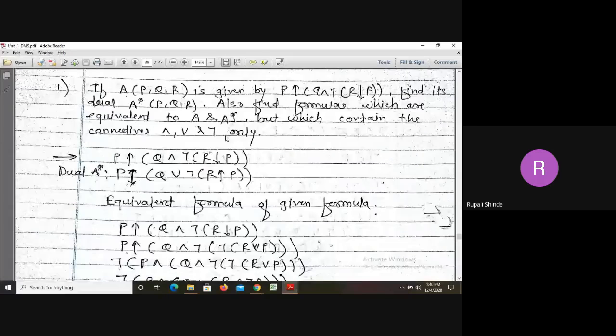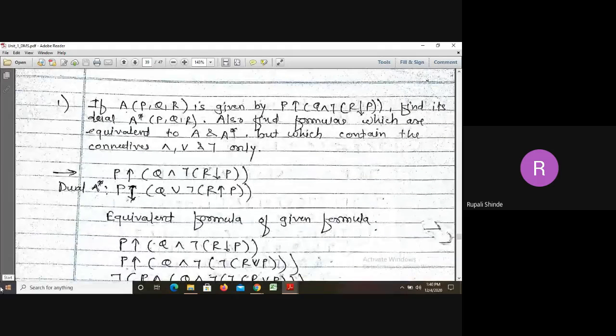Again, these kinds of questions they have also asked. This question is given as: if A, which contains three variables P, Q, R, is given by P NAND Q and negation of R NOR P. This is the formula, and for this we have to find its dual, which can be represented as A star, and again it will consist of three variables P, Q, R.